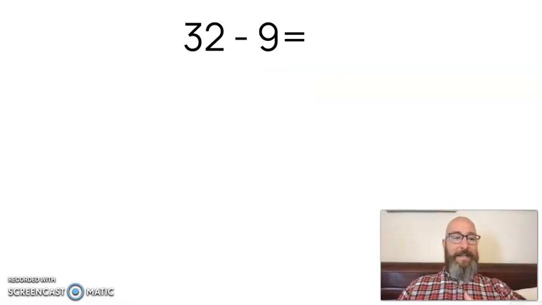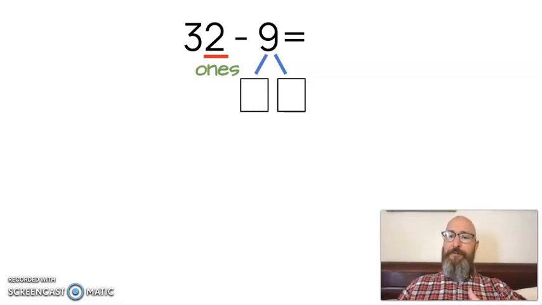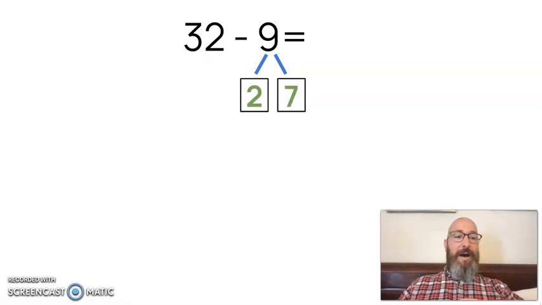32 minus 9. So the minuend is 32. Look at the number in the ones place. It's a 2. You should have said that's going to tell us how to break apart the 9. So when we break apart the 9, what am I going to pick first? Look at the ones place. What is it? It's a 2. Now start thinking in your head, different ways to make 9. What plus 2 equals 9? 7. That's right.